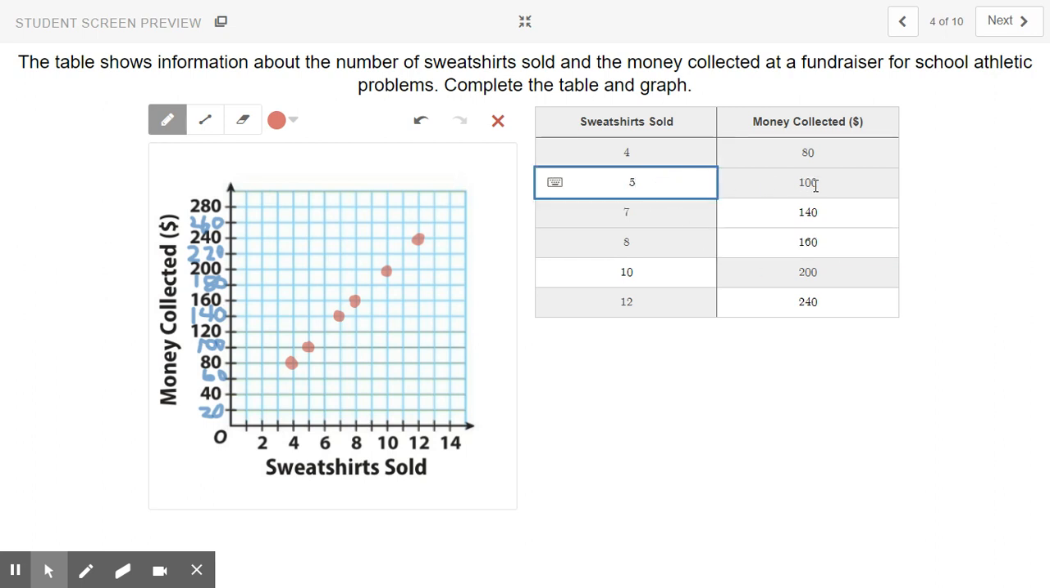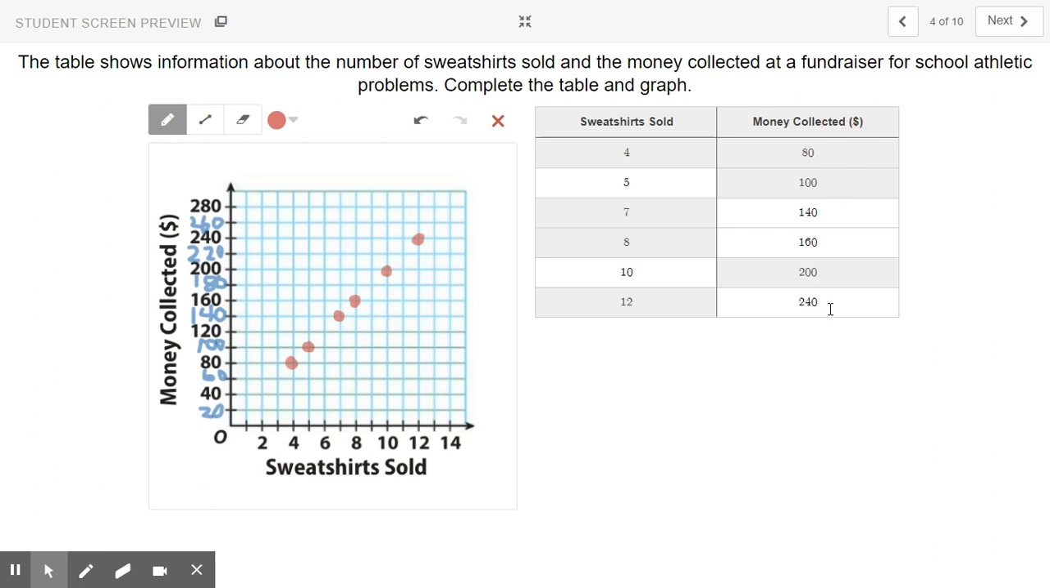If 5 sweatshirts cost 100, double that, 10 sweatshirts cost 200. Or you could do 1 times 10 is 10, 20 times 10 is 200. 12, 1 times 12 is 12, so 20 times 12 is 240. Or if you look at the number 4, 4 times 3 is 12. 80 times 3 is 240.